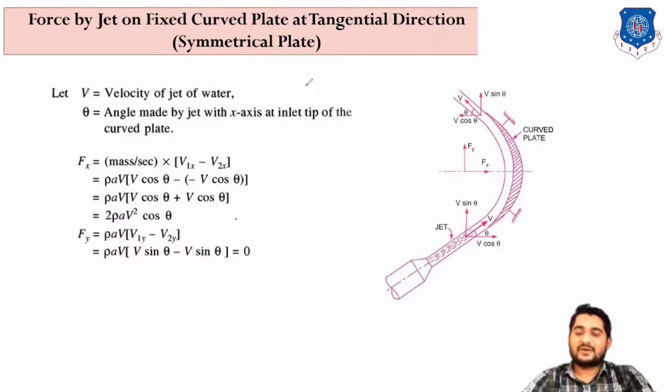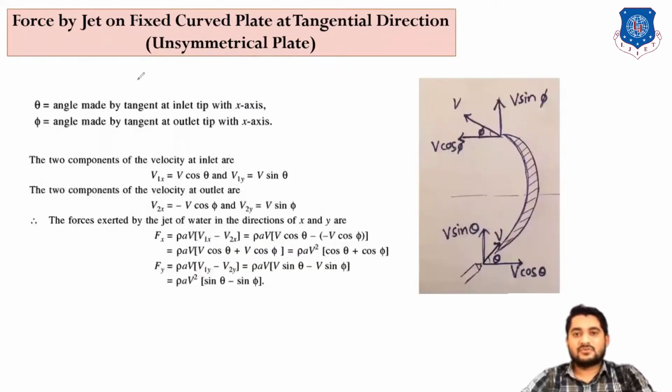Now let us find the Fy value. For Fy, directly mass flow rate, that means rho a v into v1y. Here v1y, that means before striking, the y direction velocity, is v sin theta, minus the after striking y direction velocity, which is also v sin theta. So minus v sin theta. Clear? So here v sin theta minus v sin theta is equal to 0. So whole Fy will be 0. Clear? Now let us solve the fourth case.